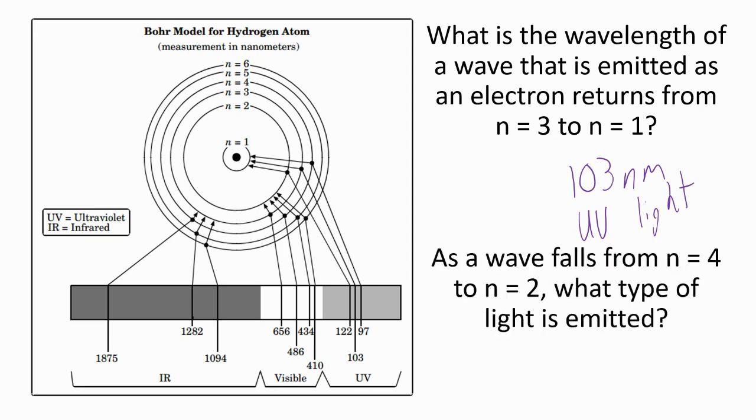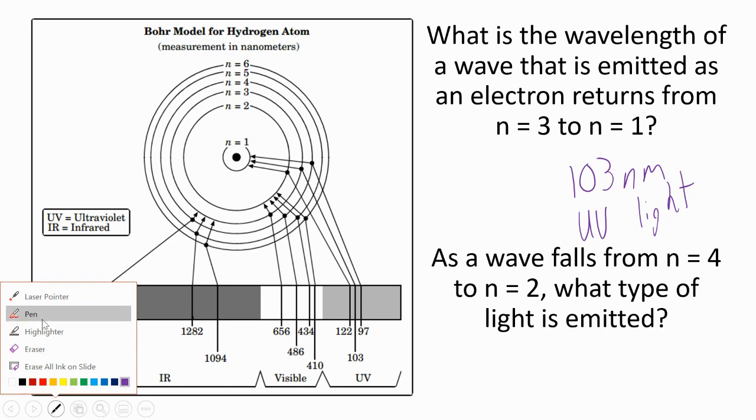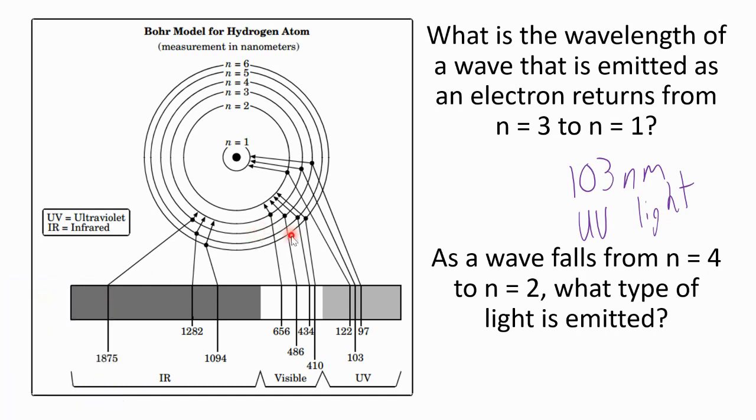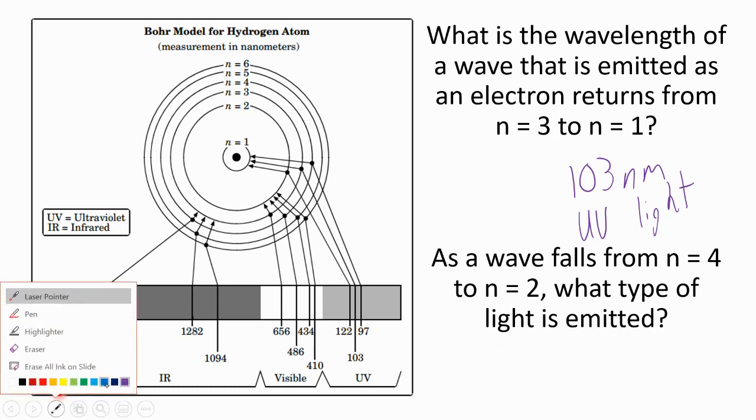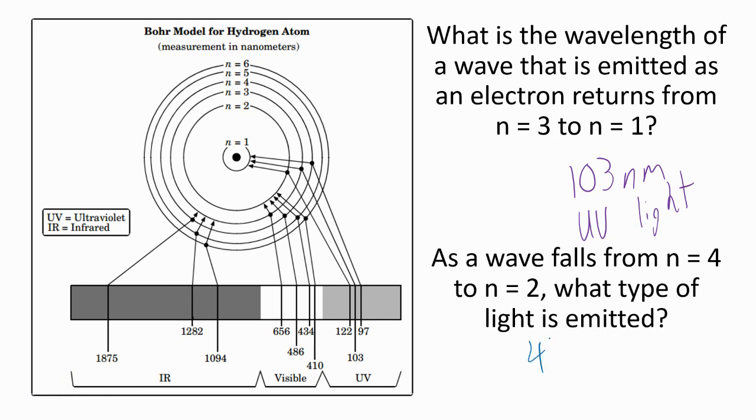And then if we're jumping from 4 to 2, so 4 is here, and that's going down to 2. So 4 to 2 would be 486 nanometers, or blue light. So that's 486 nanometers, which equals visible light. Okay, so that's one application of this.